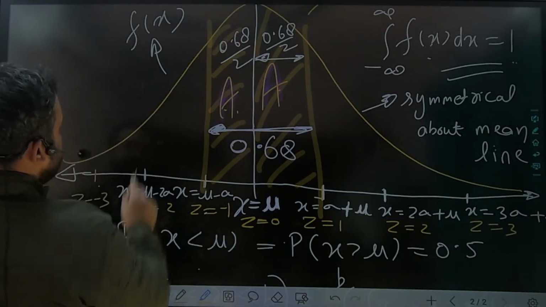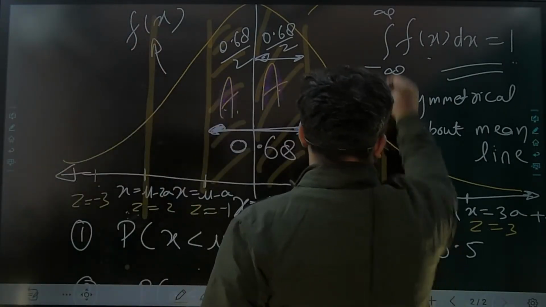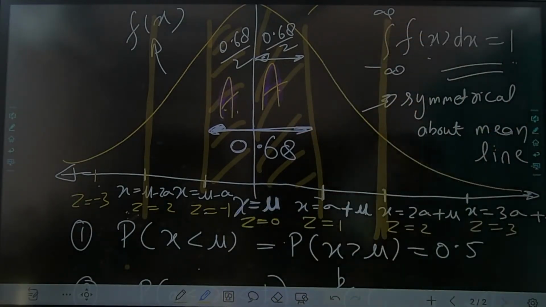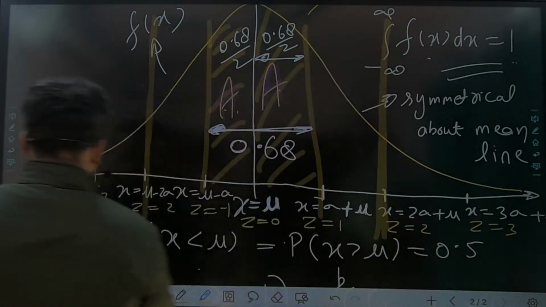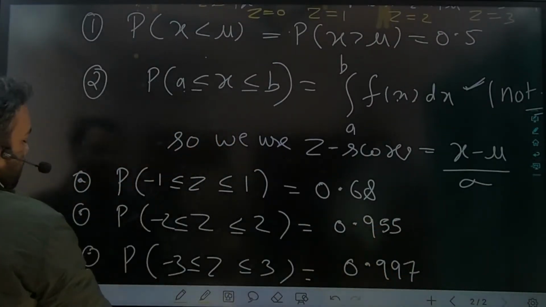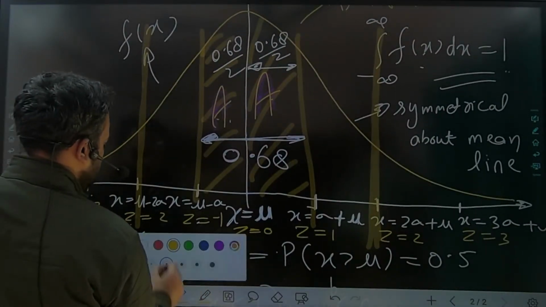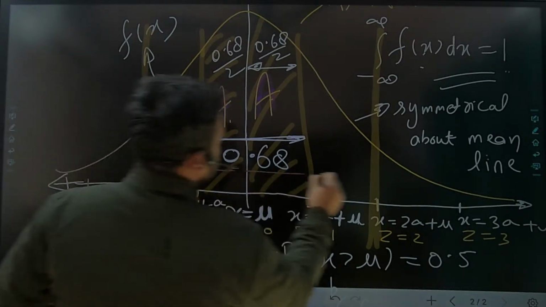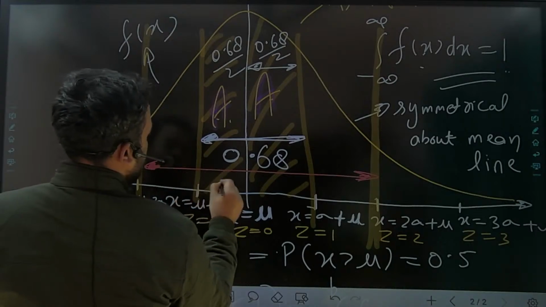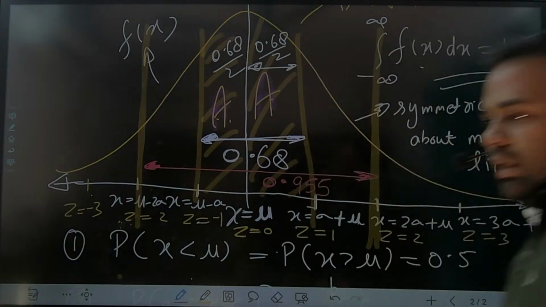Suppose I take z equal to minus 2 to z equal to plus 2. So how much area am I getting? That will be the probability. And we have written already, from minus 2 to plus 2, the probability is 0.955. So this probability is nothing but the area under this curve only. This total area is 0.955.